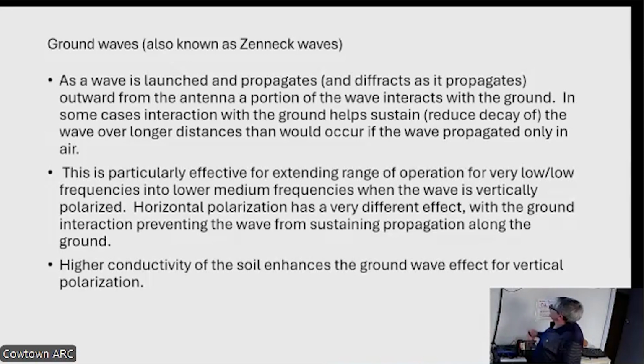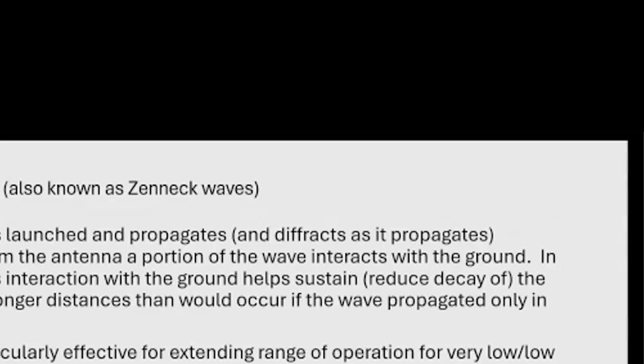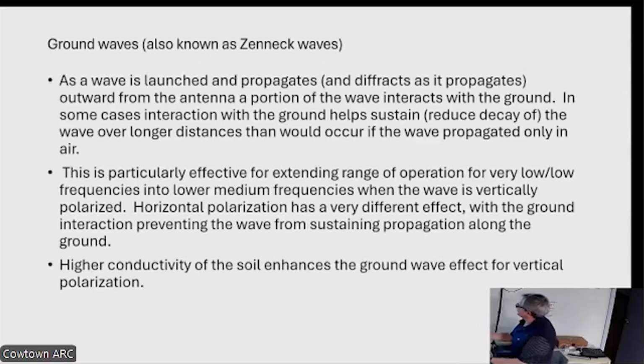I'm not big on reading off slides, but in this case, the wave is launched, it's propagating outward, and it's diffracting down toward the surface of the Earth. A portion of the wave then starts to interact with the surface. How does the surface then help sustain the wave so that it propagates further? We can talk about that shortly. But if it interacts effectively with the ground, then the ground can actually help extend the range of communication.